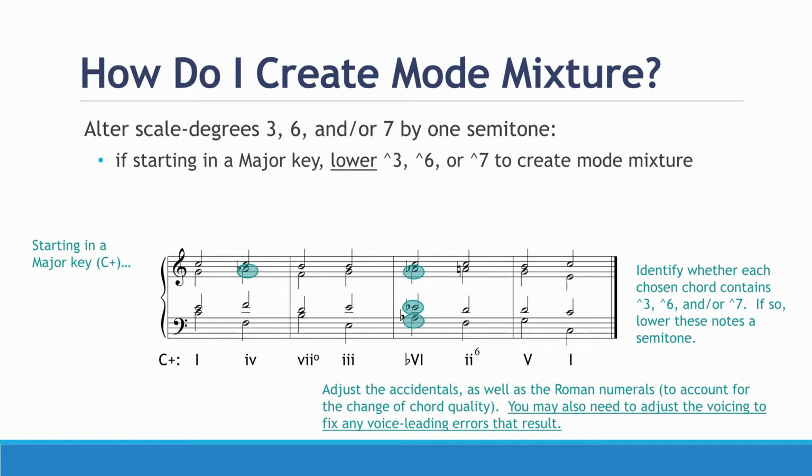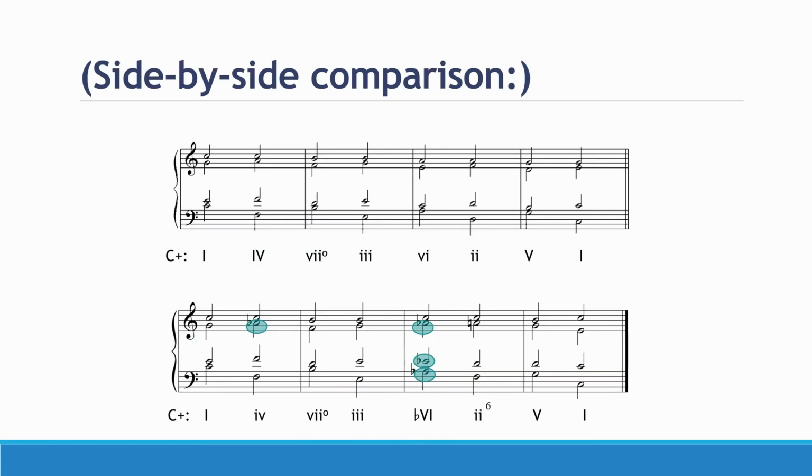It turns out that you may also need to adjust the voicing to fix any voice leading errors that result. I've switched a few voices around here compared to my C major version, because in adding that A flat, I potentially created an augmented second problem between my scale degree 6 and my scale degree 7. So I wanted to be sure to avoid that. Here's a side-by-side comparison that you can take a look at both versions. Let's listen to both.